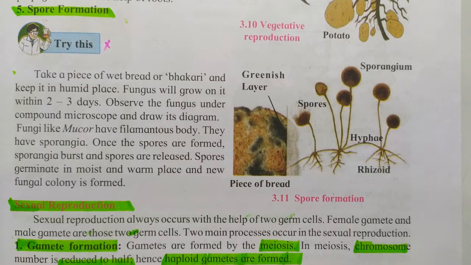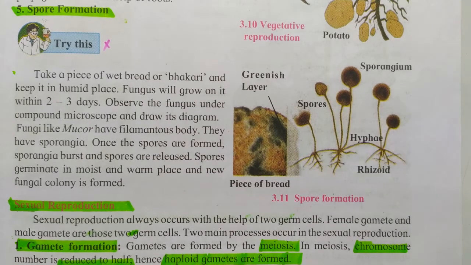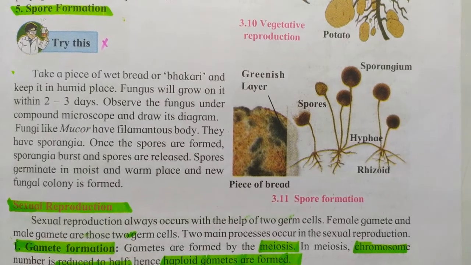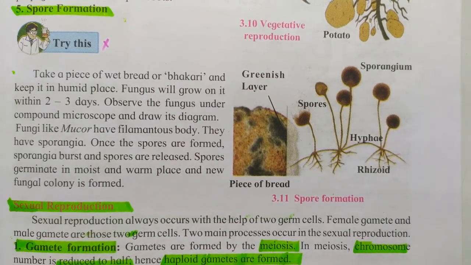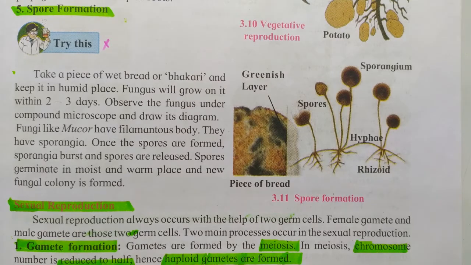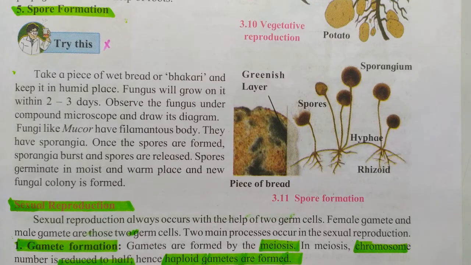So here in this video we move towards another method of reproduction in your chapter, that is sexual reproduction. In sexual reproduction, two germ cells are always involved. Female gamete and male gamete are those two germ cells. So male and female gametes are nothing but germ cells.